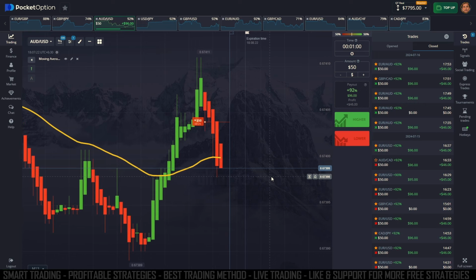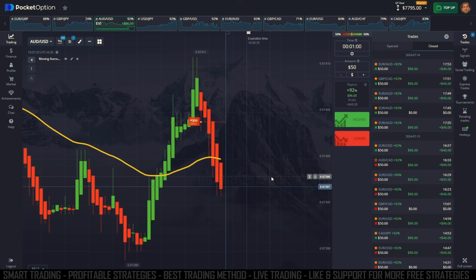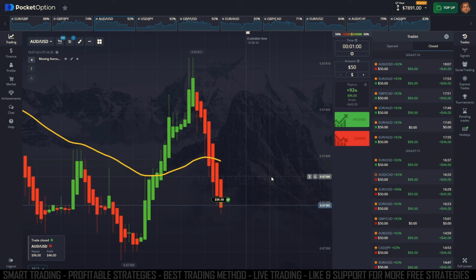The trend goes down. It crosses the EMA going down. A secured trade for AUD/USD. We got a win on that trade. Let's wait for another signal to pop up.